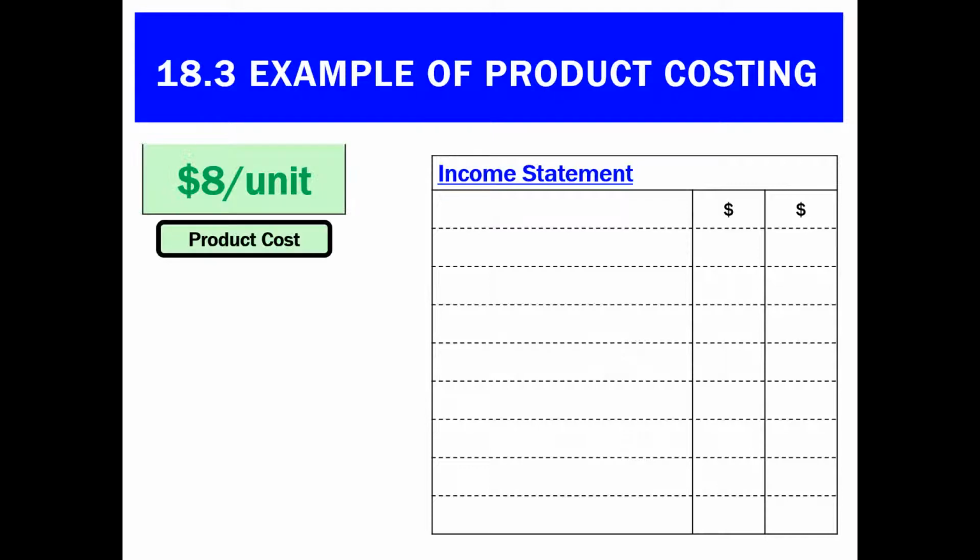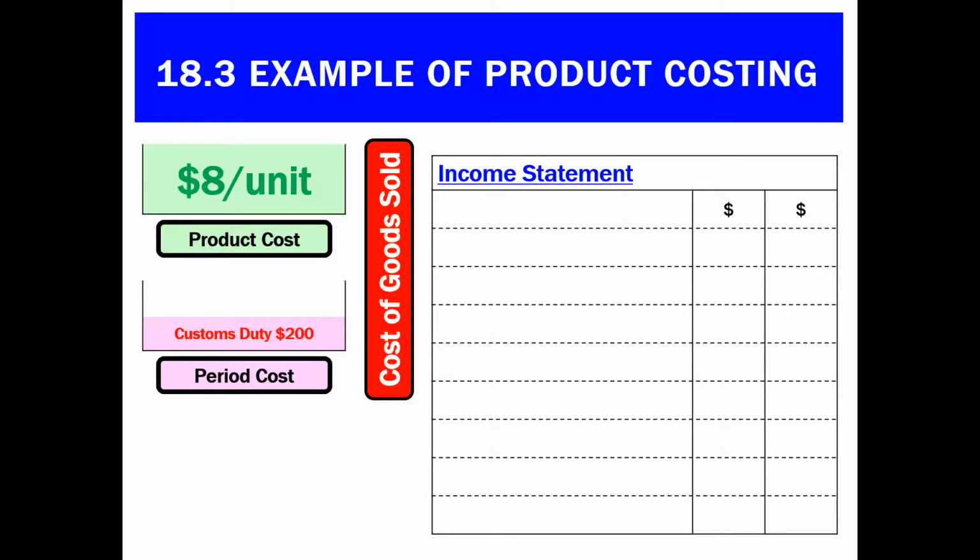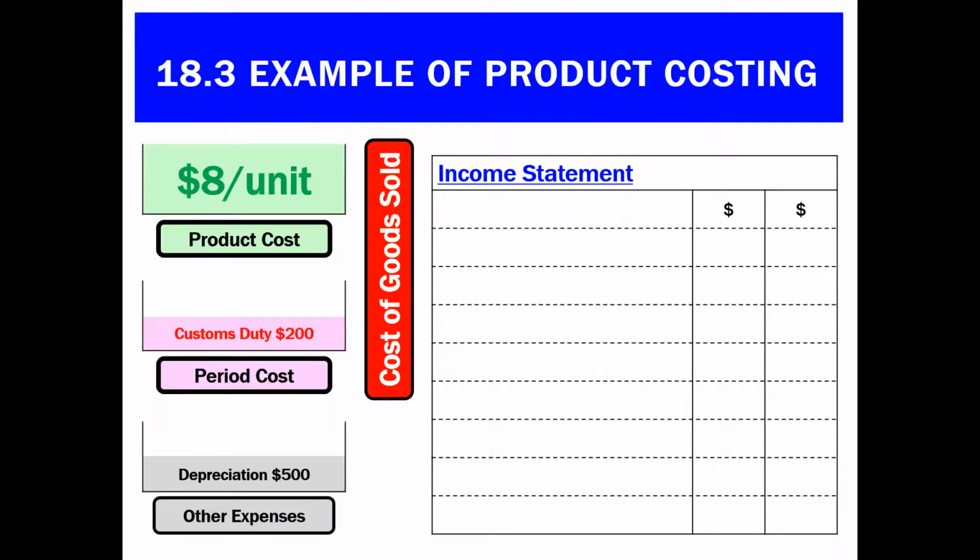Let's look at our income statement. So we've got product cost of $8 per unit. We've got a period cost, which was customs duty of $200. Together, they're the cost of goods sold. We've got depreciation of $500, and let's say we sell 100 units at $16 each. That's a total of $1,600.